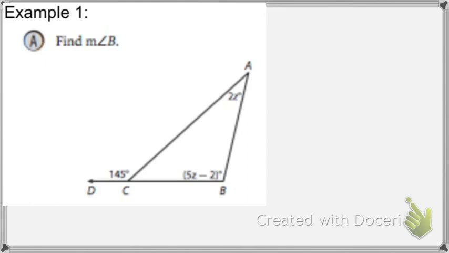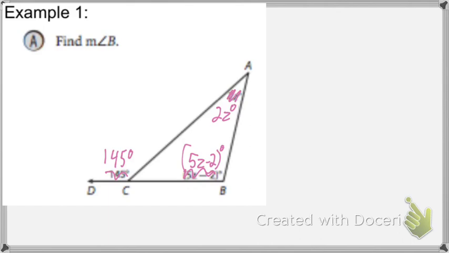We're going to do a problem about this. Now, these are hard to read, right? Up here at the top, this is 2z degrees. And at the bottom, this is 5z minus 2 degrees. And the bottom left outside is 145 degrees. There's supposed to be a 1 in there as well.